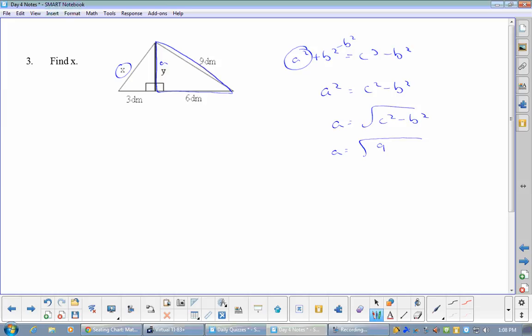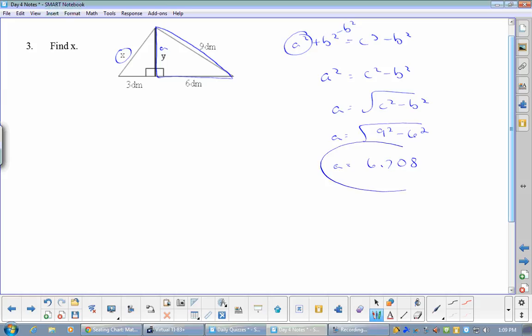So this is 9 squared minus 6 squared. And that's going to give us 6.708. And I don't want to round too much, right? Because if I round that and then go and do my next part, the next part's going to be off a little bit because I rounded it. So you never round until the end. So now I know what A is.